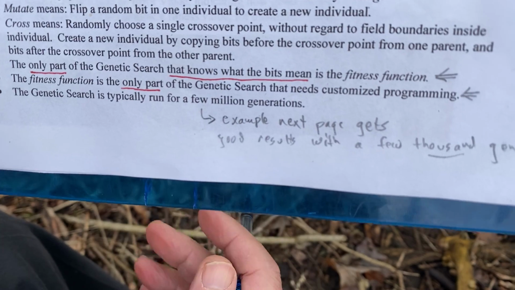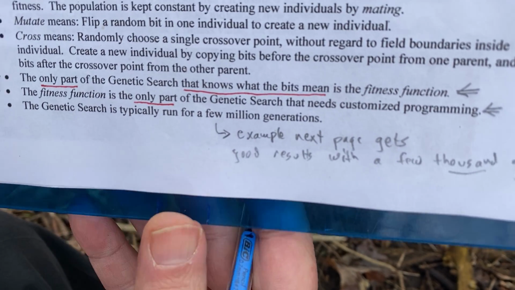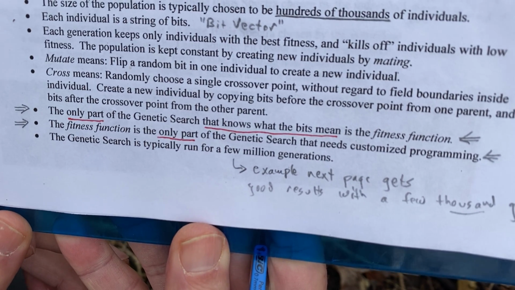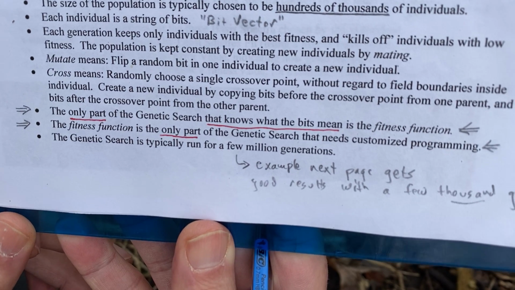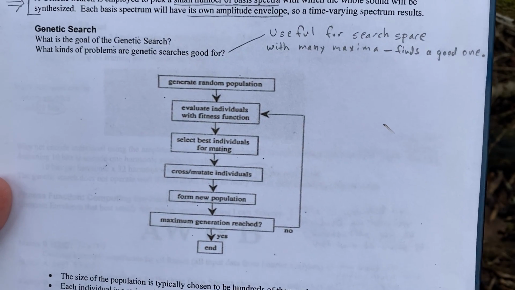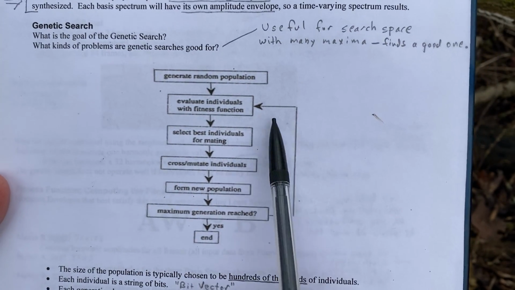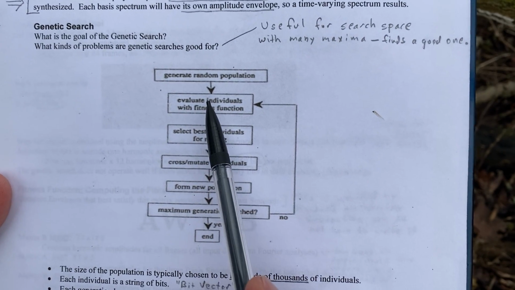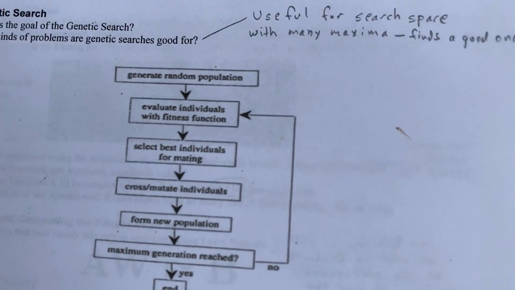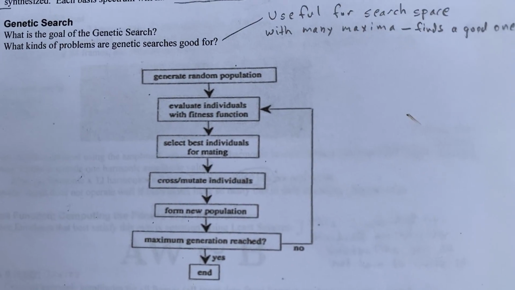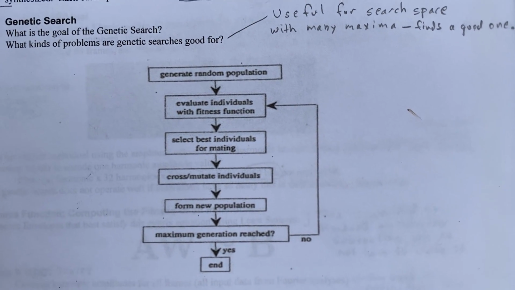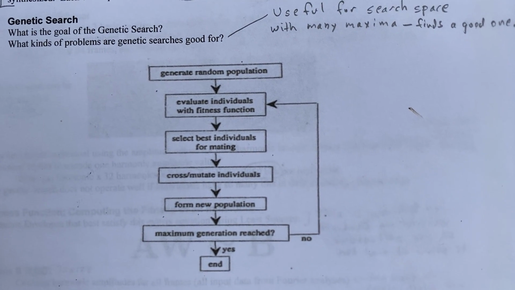The only part of the genetic search that knows what the bits mean is the fitness function. So this is important and a bit confusing. This is different than other searches that you'll have studied. The meaning of these bit vectors is totally unknown to everything in this program here, everything in this flowchart. None of this knows what the individual even means at all, except this one thing, the fitness function that you wrote special for the problem. But otherwise, the bits are all treated equally. All these manipulations, all the crossing, mutating, have no idea what the bits actually represent. The only part of this that has any idea of what it means is the fitness function.